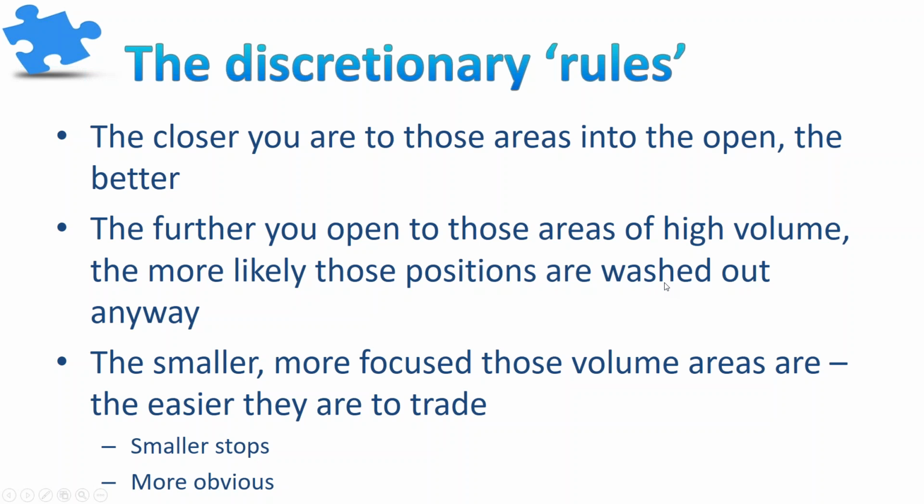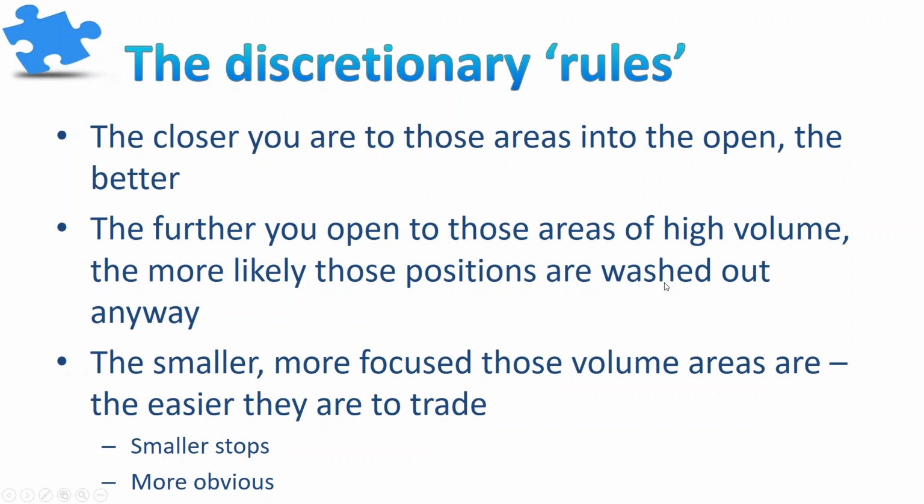Now as you move further from the higher volume areas, the chances of the people positioned there still being in the market are much lower. So if you're 15 points away from a high volume area and you come back to it, this trade's really not on anymore because the chance of the short-term traders positioned there still being there after a 15-point move against them are actually pretty slim.